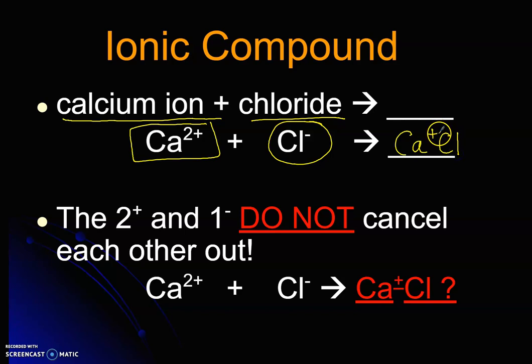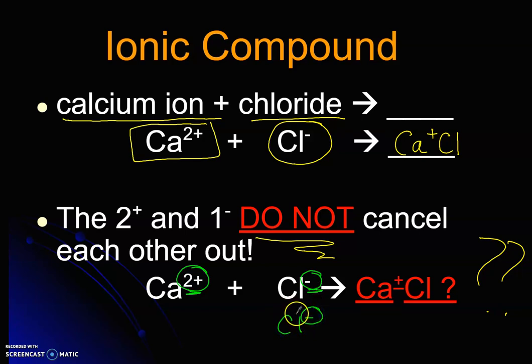That has a charge, so that doesn't cancel out. So how do we solve this? Well, I have to make something neutral. So that means I need to find a common multiple that they both fit into. What do 2 and 1 both fit into? That's right, they both fit into 2. So I'm going to need 2 Cl minuses to cancel out a 2 plus. So my formula will be CaCl2.